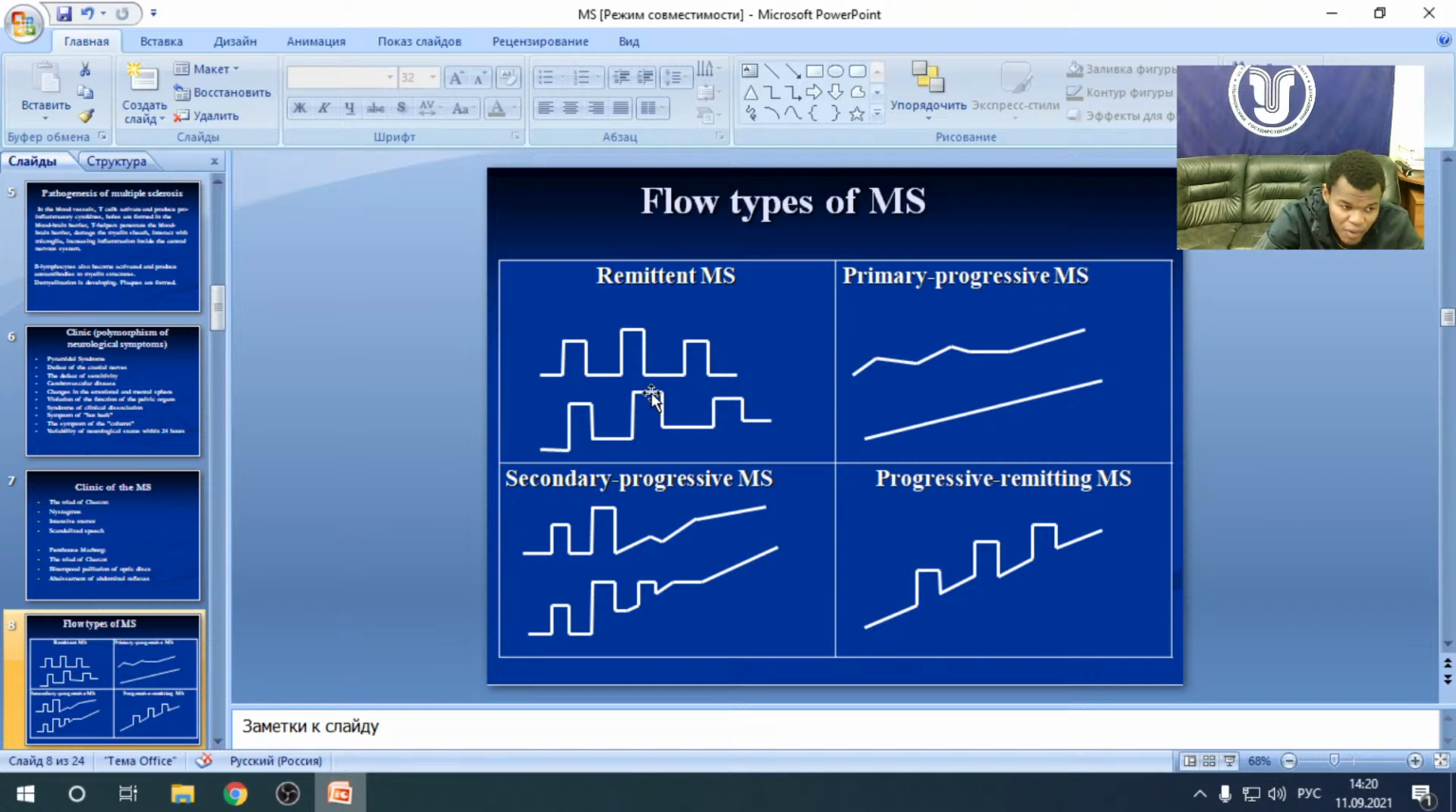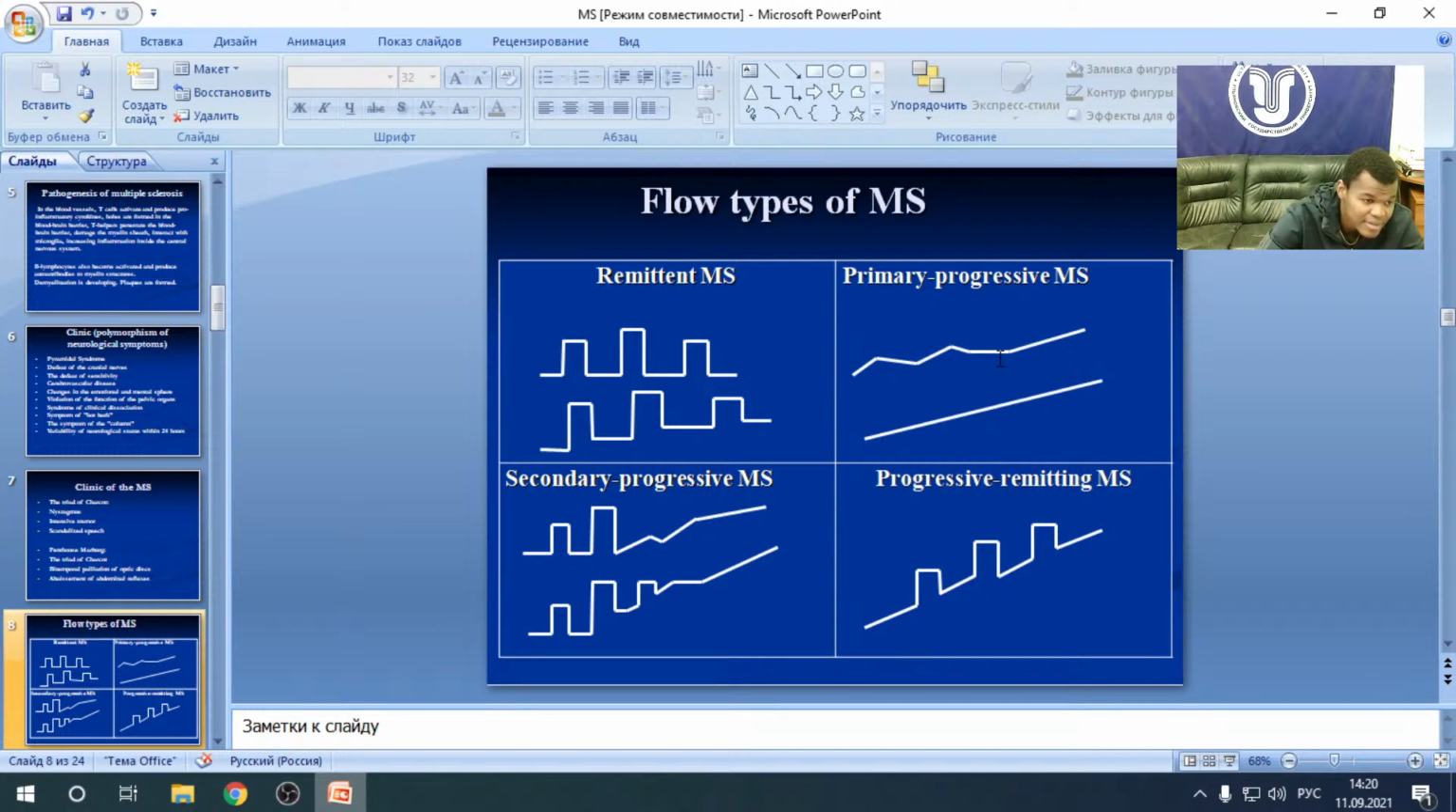Now, what is going to happen with primary progressive MS? Now it is starting, and after that it comes down. And again it starts and comes down, but it's not progressing a lot. It's just coming and going, that's all.